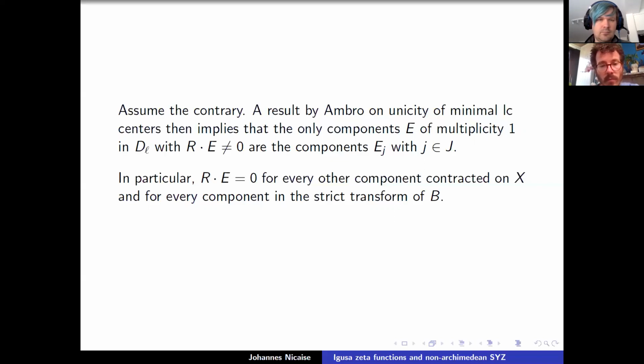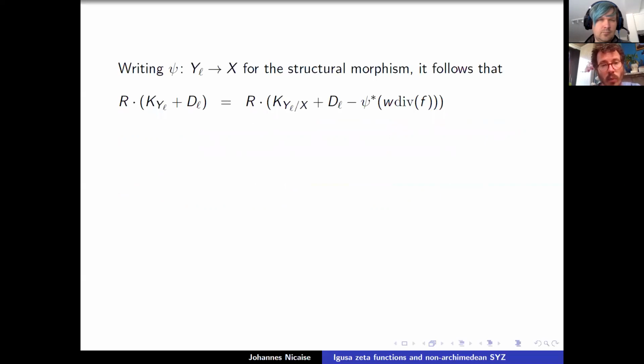And now we compute. Again, we're running an MMP over X, so we still have a morphism from Y_L to X. And we compute the intersection multiplicity of R with K_{Y_L} plus D_L. And so we're assuming that R was a negative extremal ray inducing one of the steps of the MMP. So this intersection product is negative. But now we're going to show that it's actually 0, and that's the contradiction that will finish the proof.